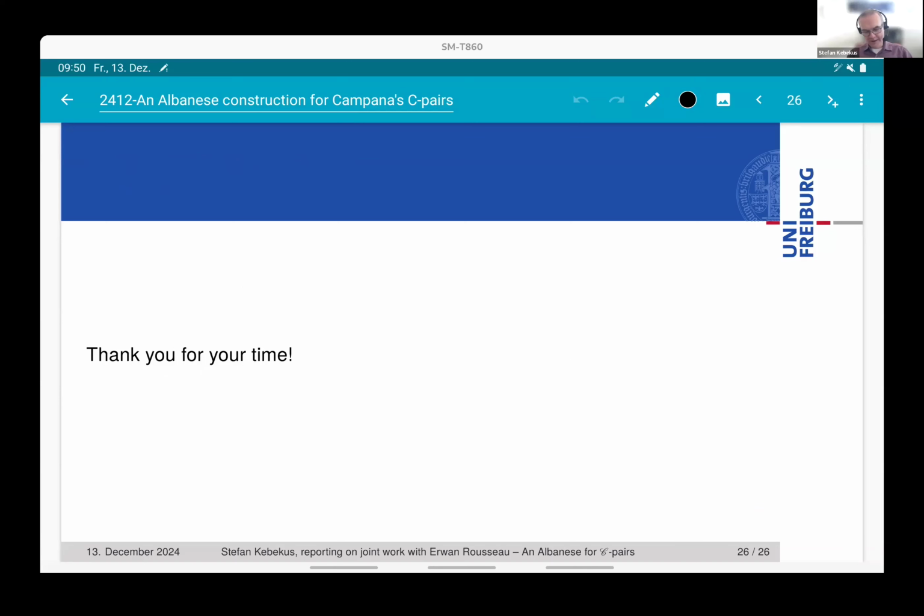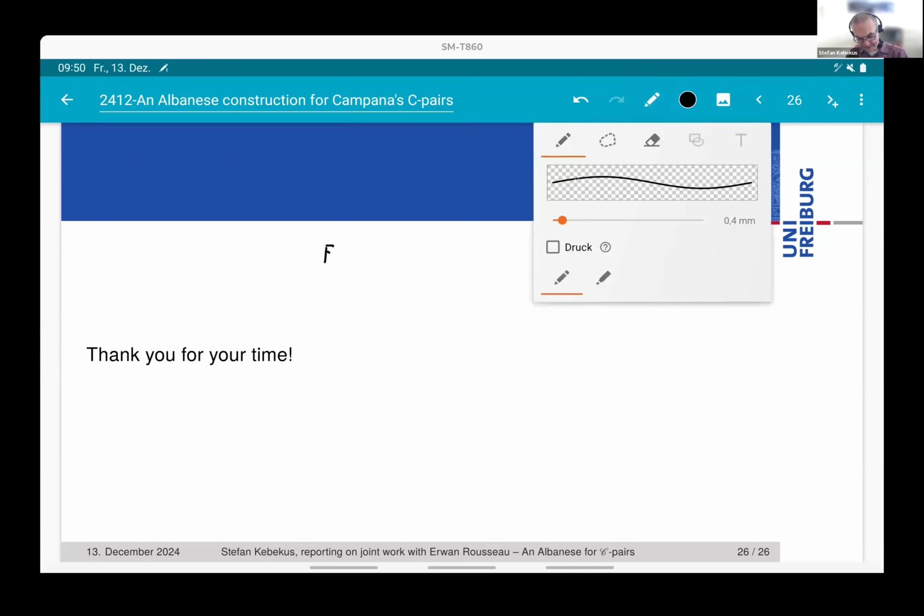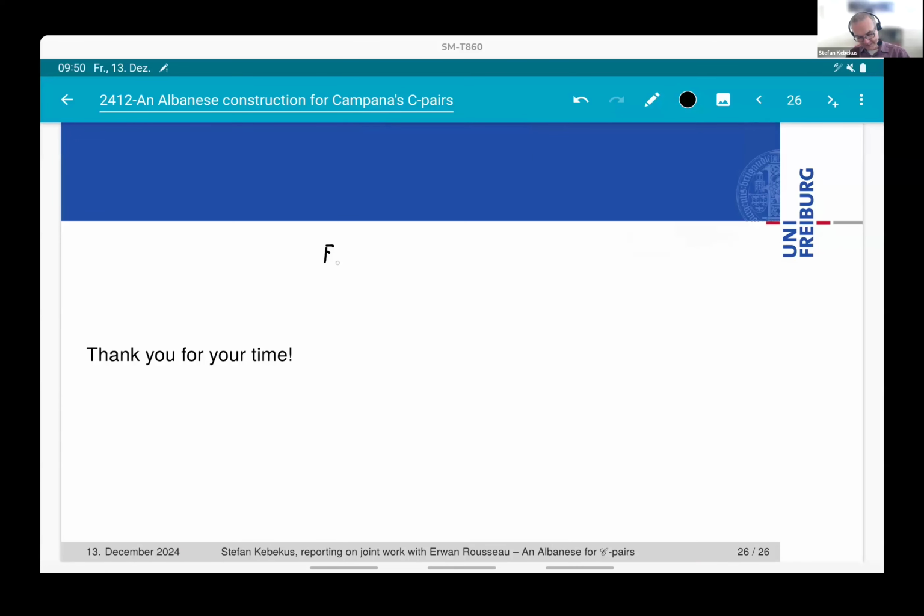Fact is, an Albanese exists if and only if Q plus alp is finite. So a weaker version of the Albanese. What does that mean?